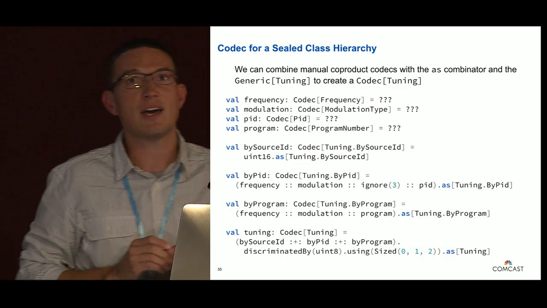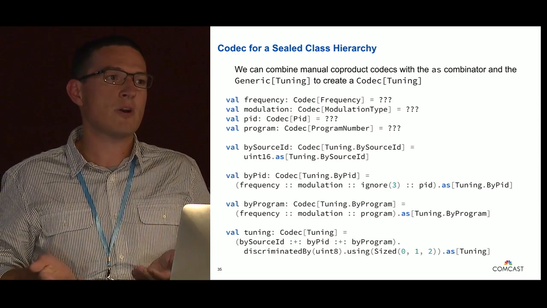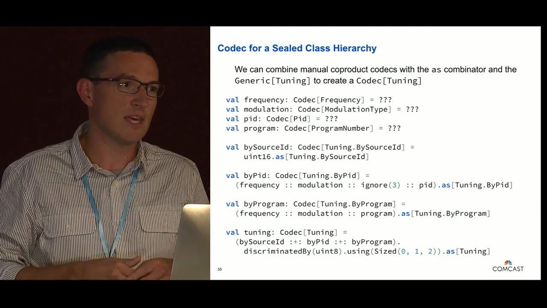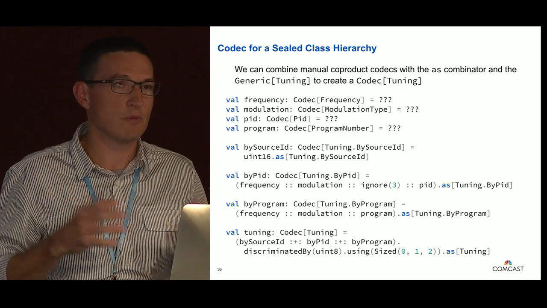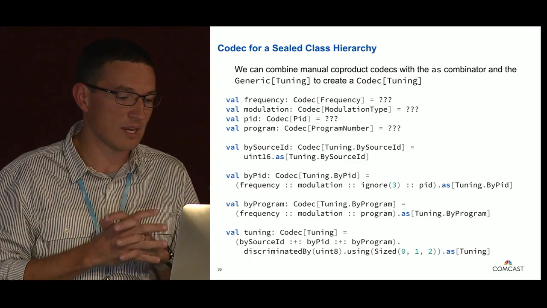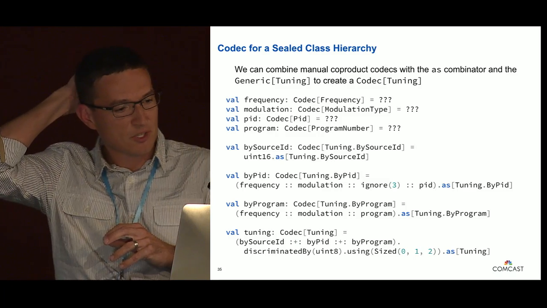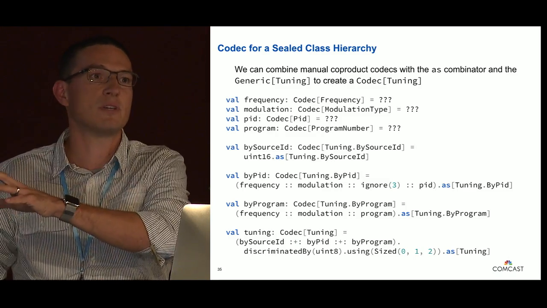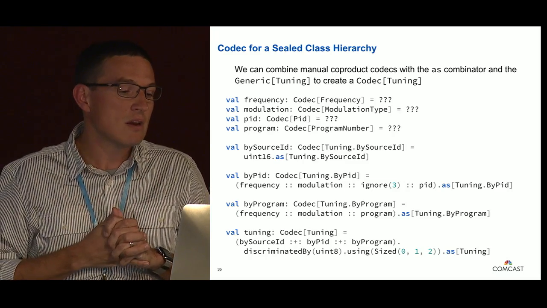So how can we use that in Scodec? The general idea is that we're going to write a codec for each of the leaf types first, and then we're going to use this coproduct syntax we saw to build one for the sealed trait itself. So just getting some boilerplate out of the way, frequency, modulation, PID, and program, just assume they've been given to us somehow. They're just low-level data types. Each of those are codecs.